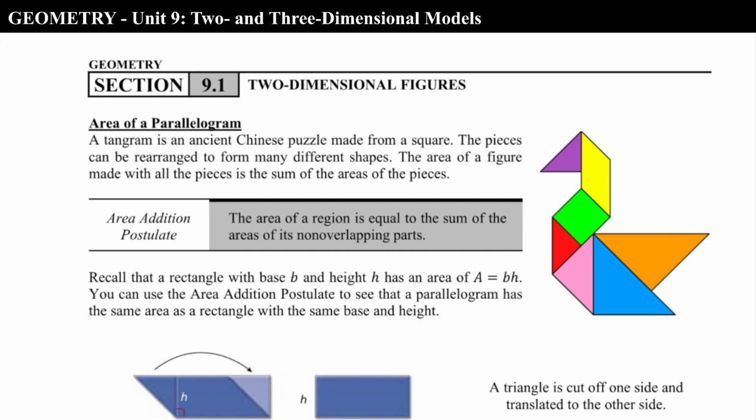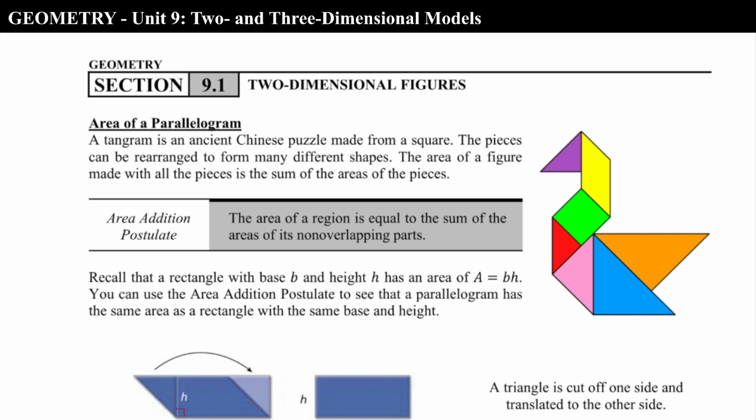Hello and welcome to the Unit 9 Section 1 video on two-dimensional figures. So we're going to start off by talking about the area of several different types of figures, and the first figure we're going to talk about is the area of a parallelogram. That's going to be our starting point. Very much like parallelograms were our starting points for quadrilaterals in Unit 7, that's going to be our starting point here in this section of Unit 9.